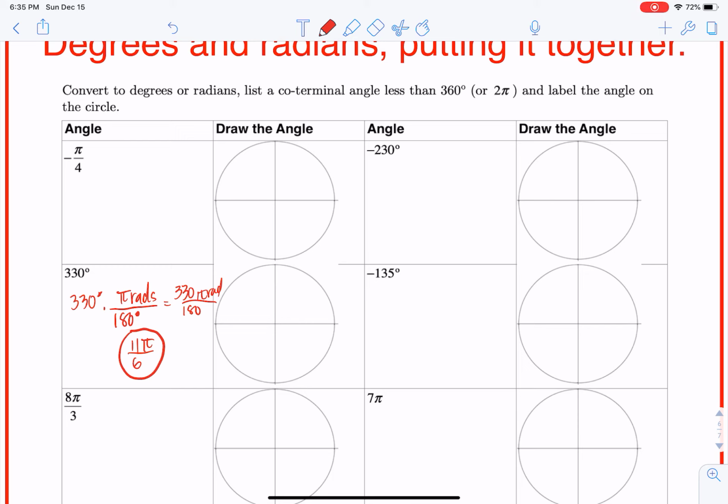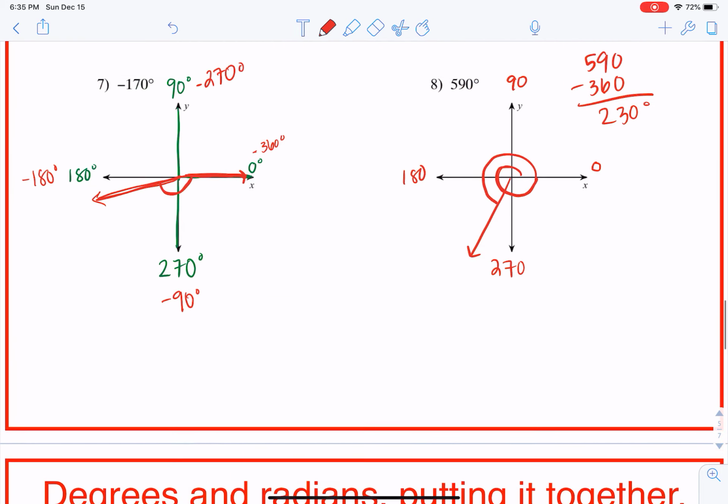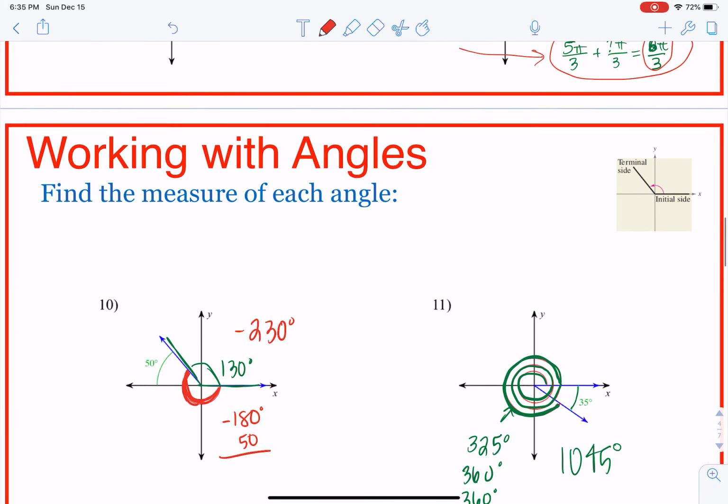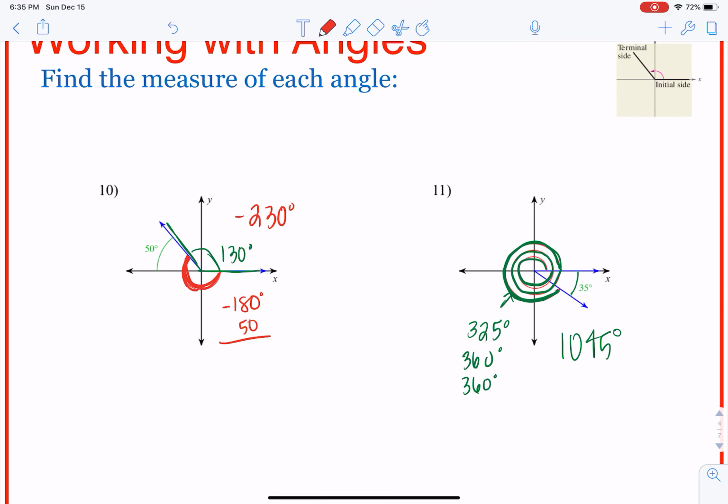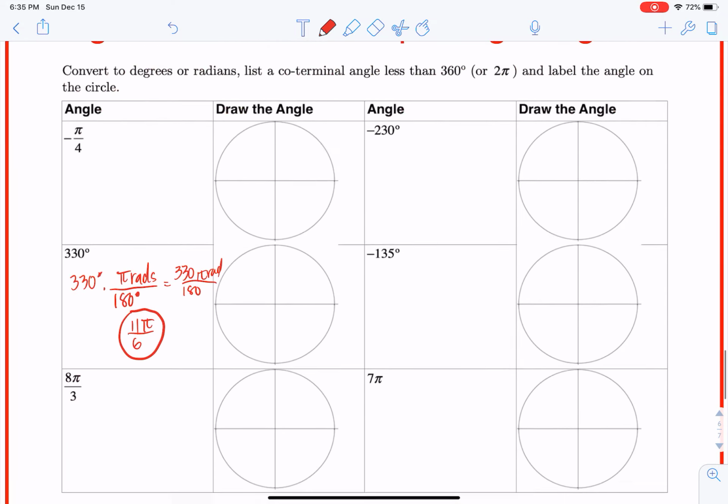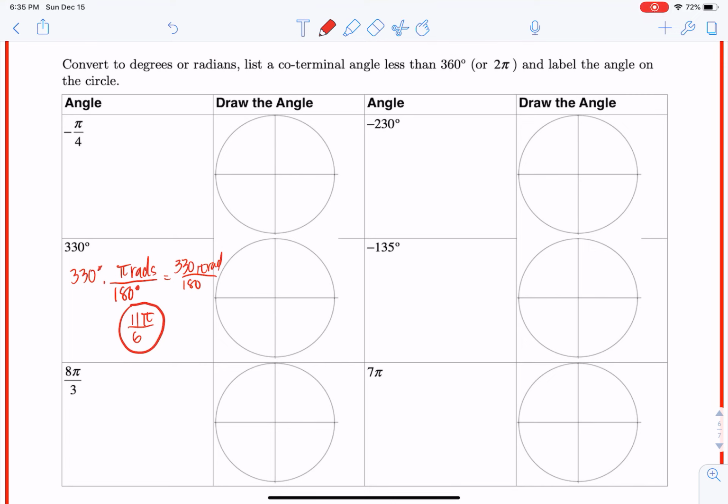So here I have convert to degrees or radians, list a co-terminal angle. When we talk about co-terminal angles, we're just talking about something sort of up at our beginning piece here, where this angle measure here is negative 230, and this piece here is 130, but my angle line is still in the same spot. So that's a little bit about coterminal angles, something that's less than 360 or 2 pi, and label the angle on the circle.